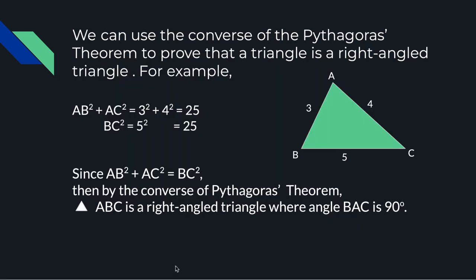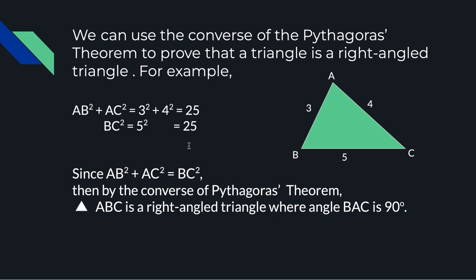We can use the converse of Pythagoras theorem to prove that a triangle is a right-angled triangle. For example, we first use the letters to represent the sides so that we can identify the sides.